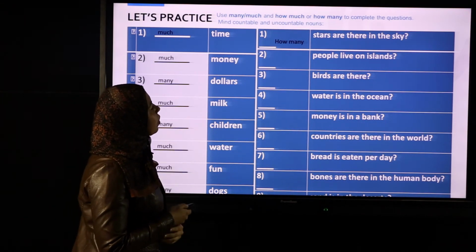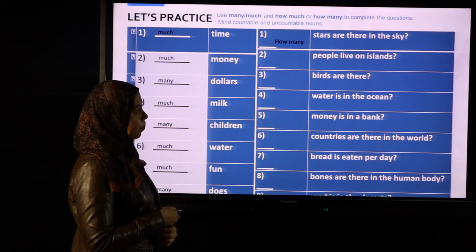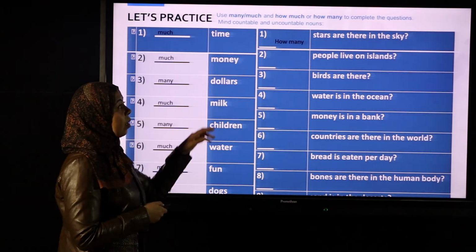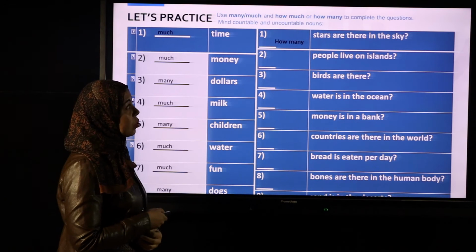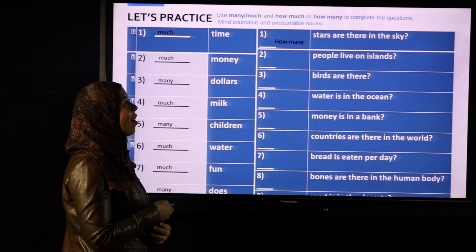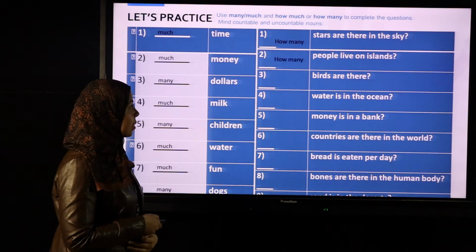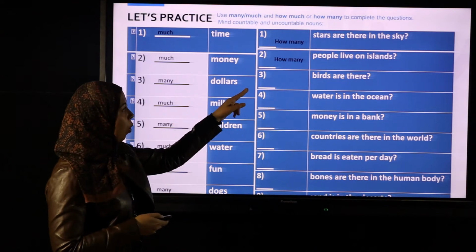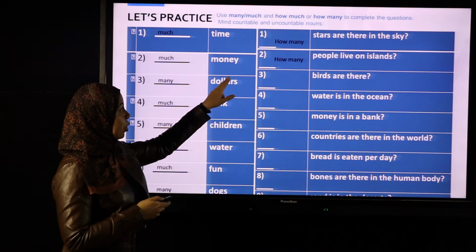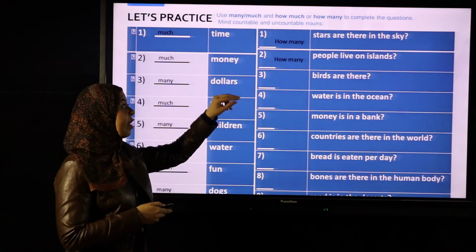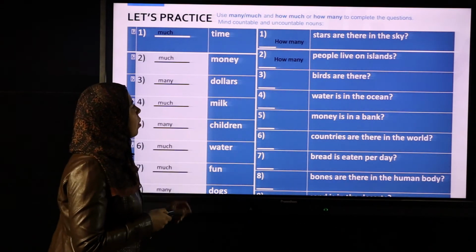Number 2, people live on islands. Okay, here I'm talking about people. So what should I use? How much or how many? Yes, how many people live on islands? I used how many because I'm asking about people and I can count them.